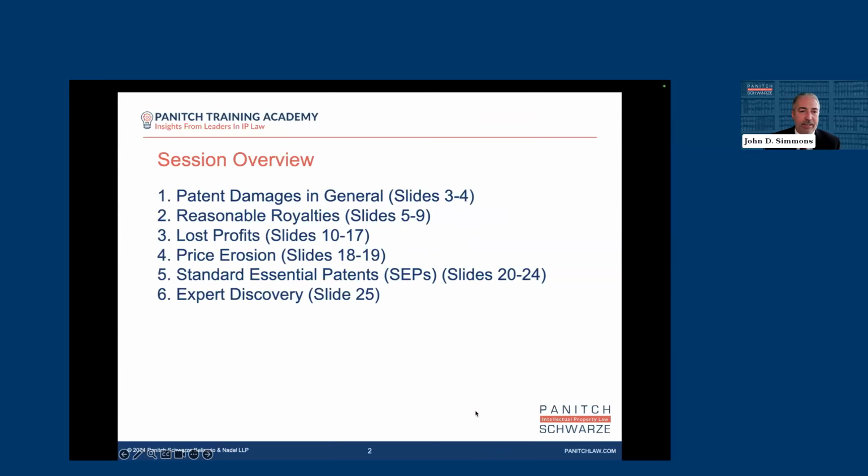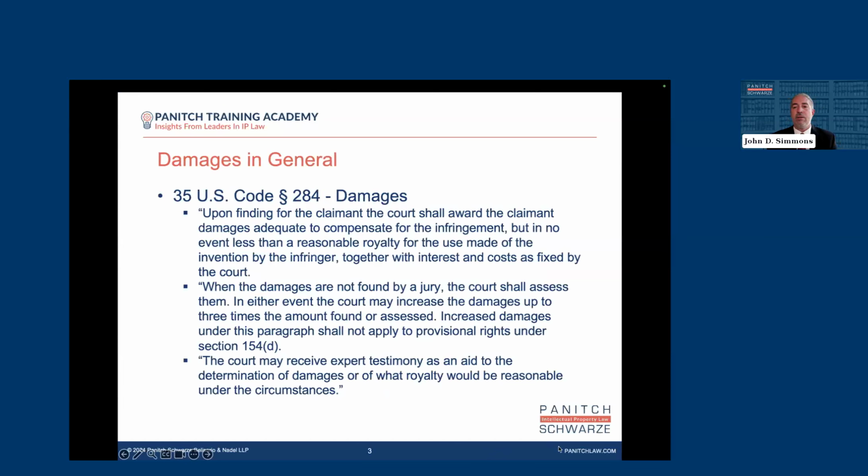So today we're going to cover patent damages in general, reasonable royalties, lost profits, price erosion, standard essential patents or SEPs, and briefly expert discovery. Patent infringement damages are generally outlined in 35 U.S.C. Section 284. It essentially says you're entitled to at least a reasonable royalty from someone who uses your patented invention. But the courts have held that you are entitled to damages that make you whole in terms of harm, which is where lost profits and price erosion come into play.